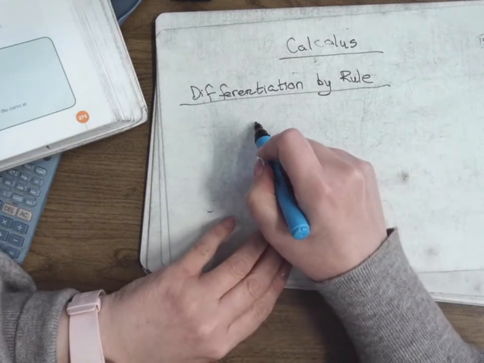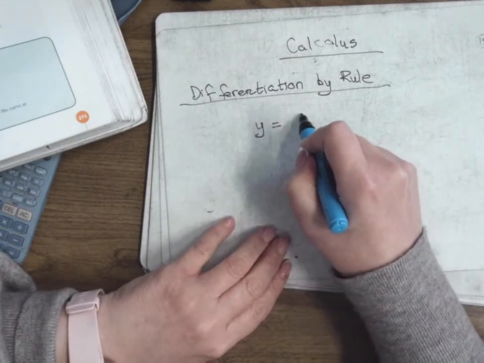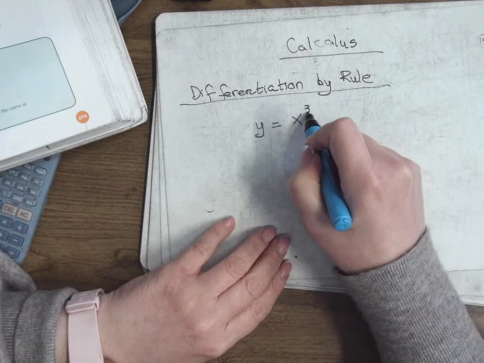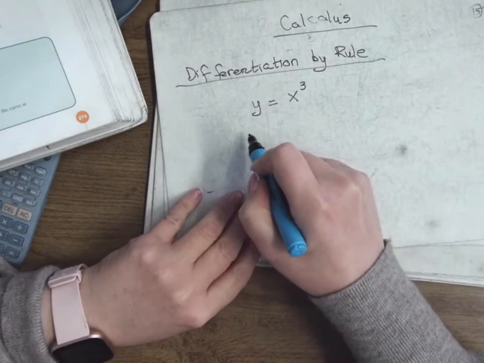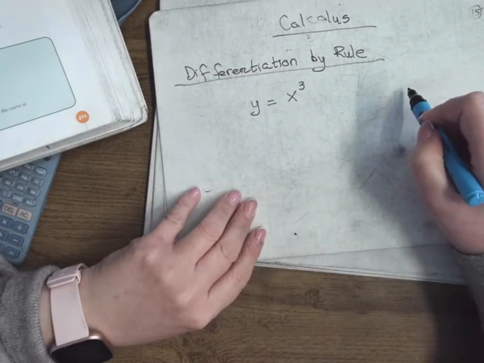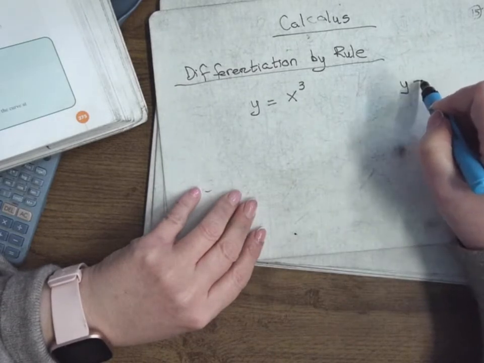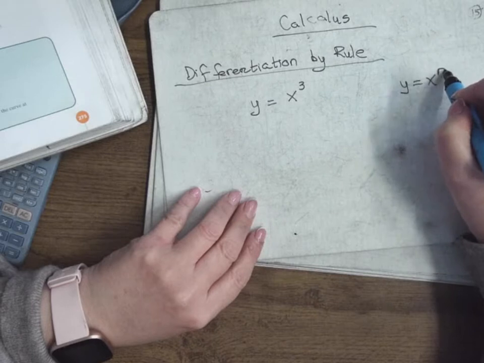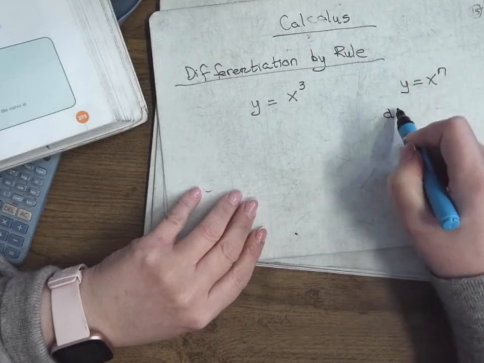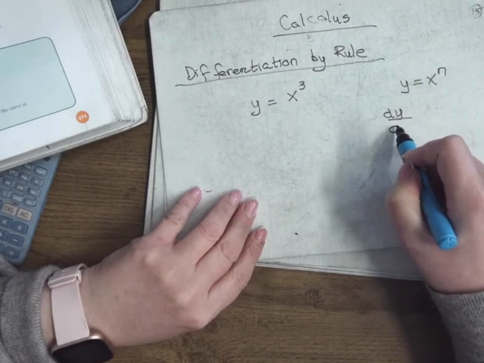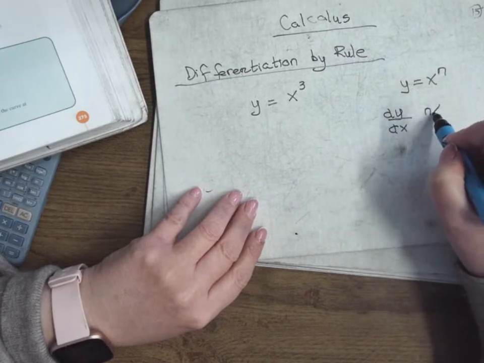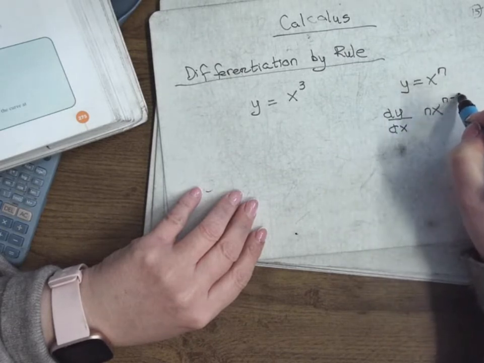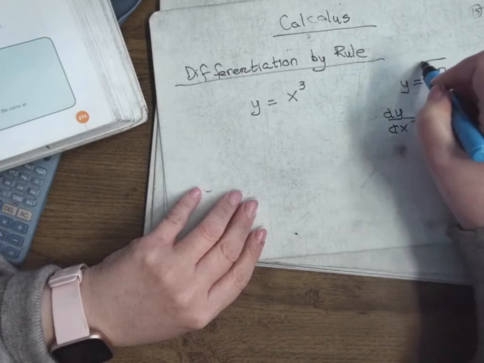We're given a function y equals x to the power of 3. To differentiate it, the rule is, if y equals x to the power of n, and the rule is in the log tables, now the rule won't make sense until we do it, dy dx is equal to n times x to the power of n minus 1. Right, that's the rule.